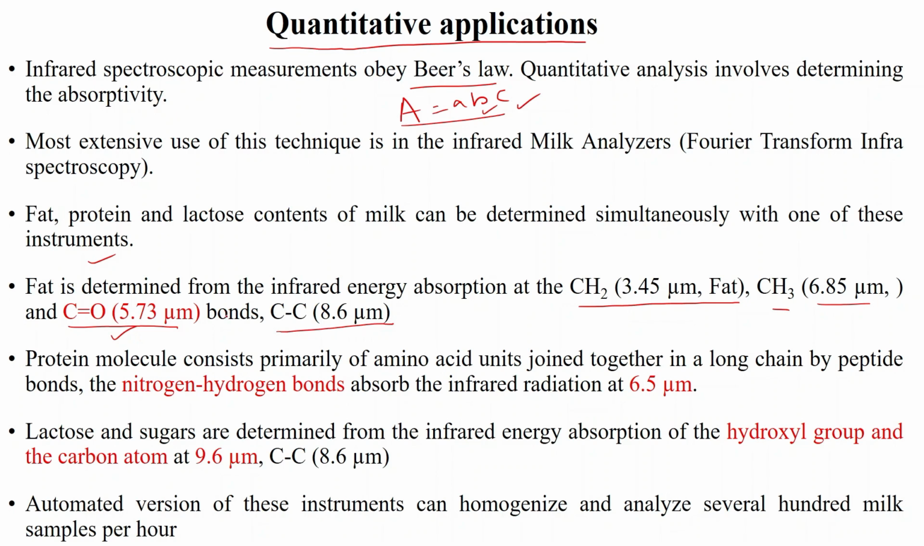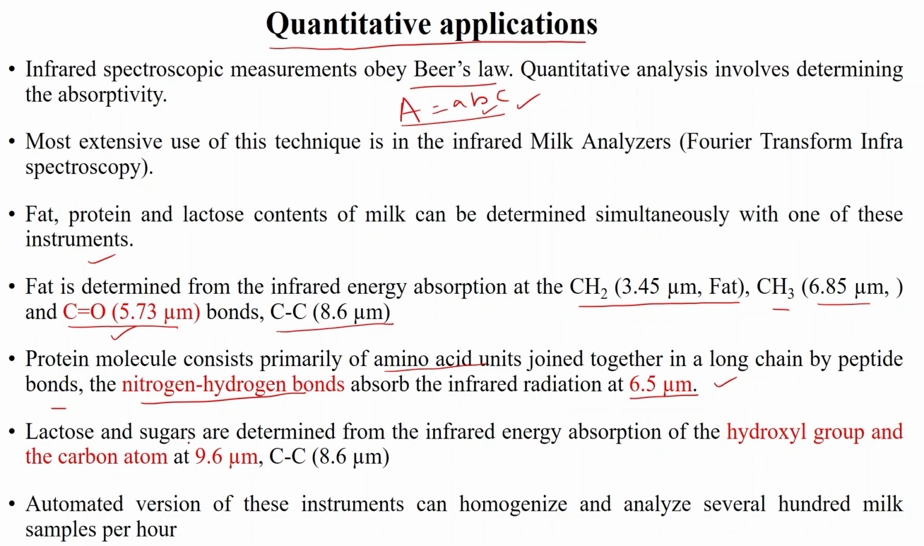Now the protein molecule consists primarily of amino acid units joined together in a long chain by peptide bonds, and the NH bonds absorb IR radiation at 6.5 micrometer. This is the nitrogen bond of the peptide bond that is being targeted in the protein molecule, which has higher radiation absorption at 6.5 micrometer.